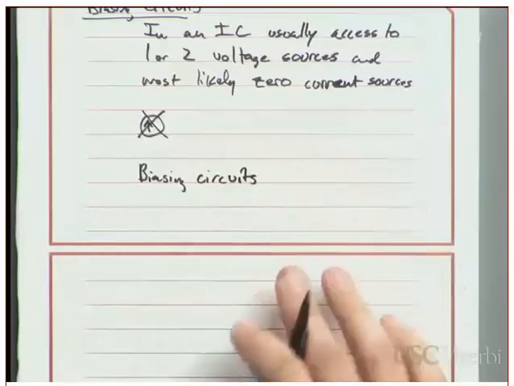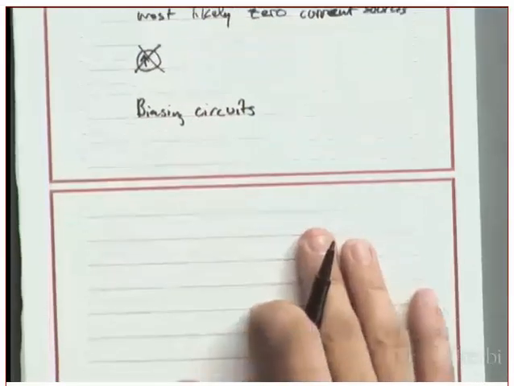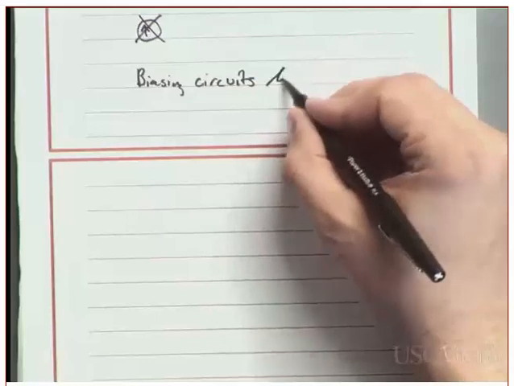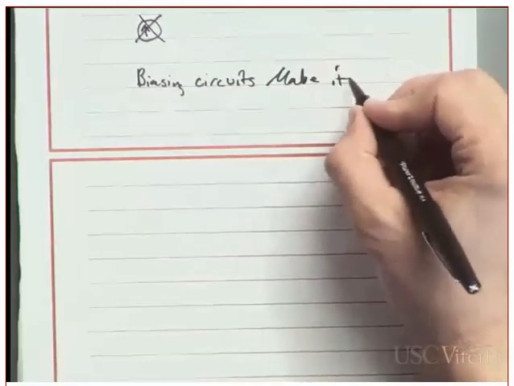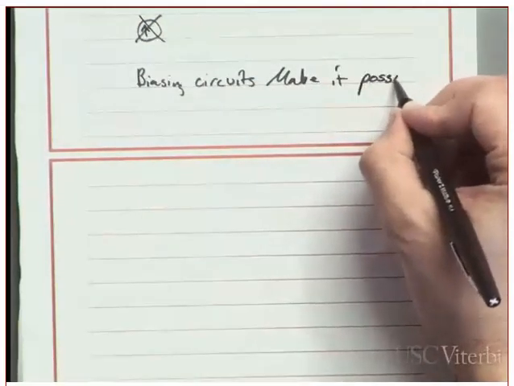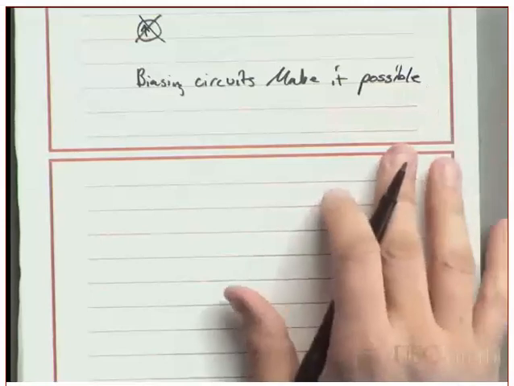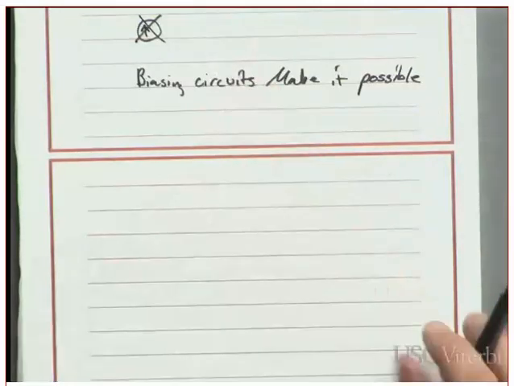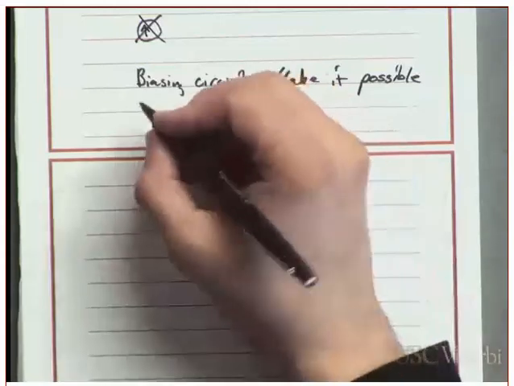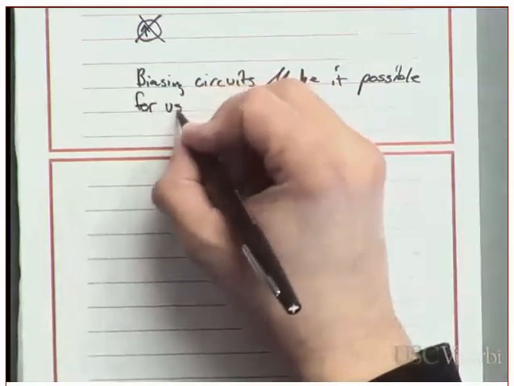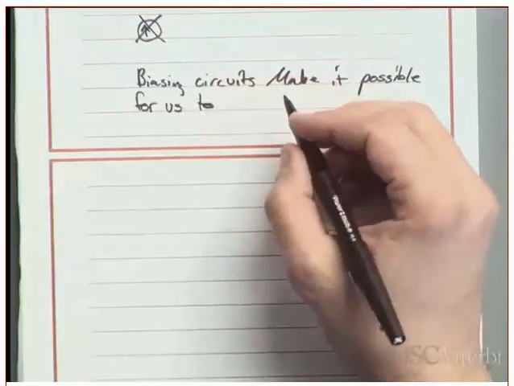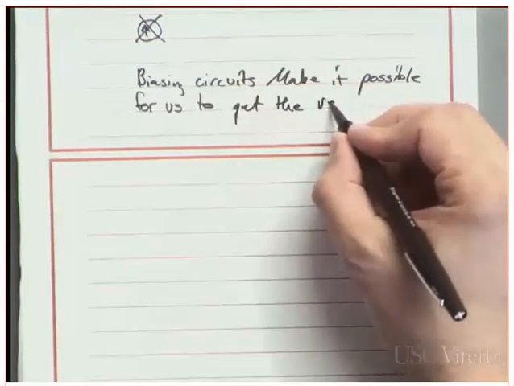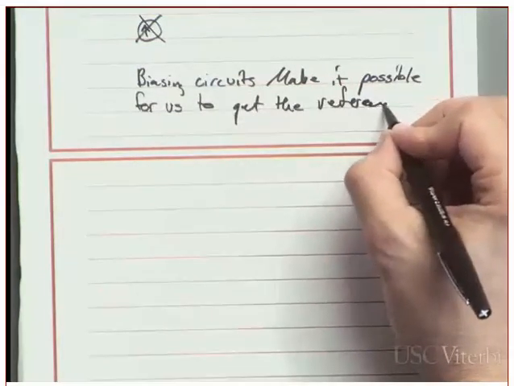Biasing circuits, can we move the camera up that way? Circuits make it possible. Operator, can we move the dot cam that way? For us to, maybe not, get the reference voltages and currents that we need.